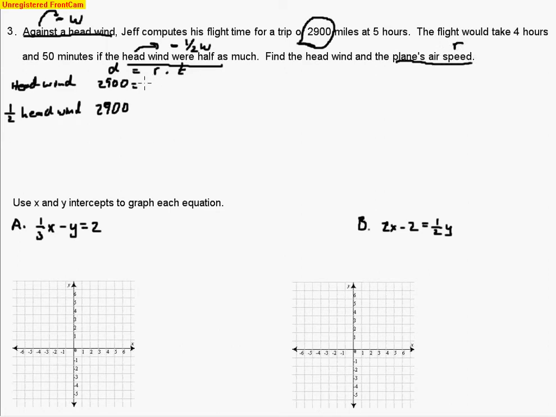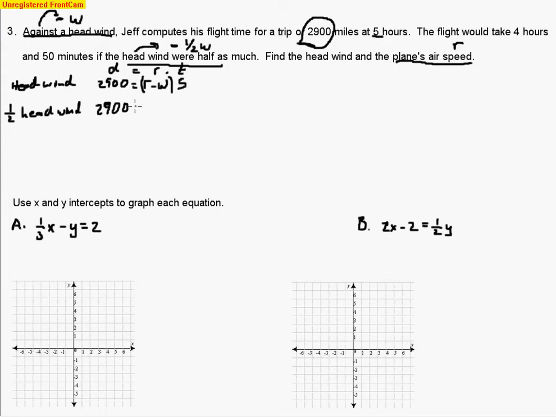So R has to be a bigger number than W, because if it weren't, then we're going against the wind. If R was slower than W, we'd be going backwards. So since we're not going to be going backwards, that means R has to go first. So R minus W is the way I write that, because we're going against a headwind. And anytime you've got an expression in one of these parts, either the rate, time, or distance, put it in parentheses. It took 5 hours to do this trip, so let's put 5.